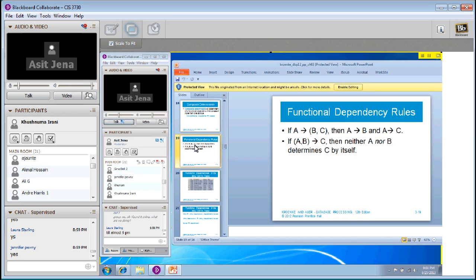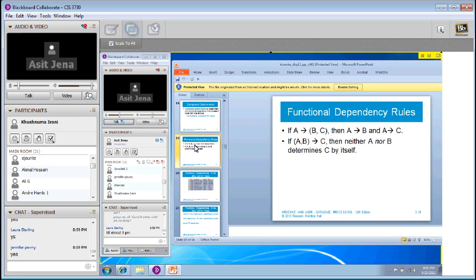I think it's important to understand this because if A implies B and C, then A implies B and A implies C. Let's take an example. If A is somebody's social security number, then let's say it implies name and the year of birth. So A implies name, which is B, and year of birth, which is C.